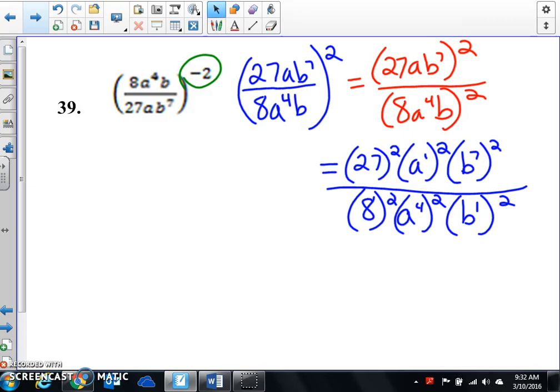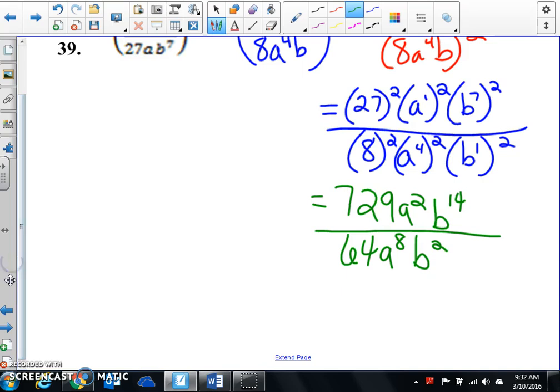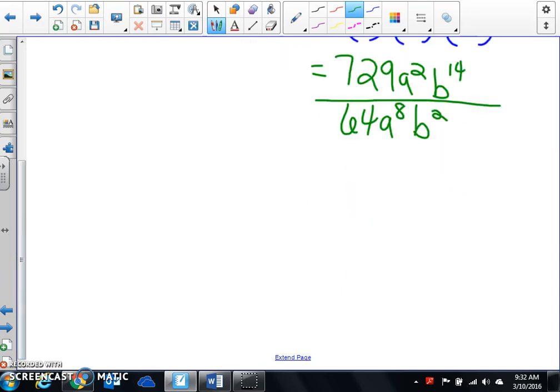Okay. 27 squared is 729. Power to a power, multiply. 1 times 2 is 2. 7 times 4 is 14. 8 squared is 64. Power to a power, multiply. 4 times 2 is 8. 1 times 2 is 2. Our coefficients are good. Those are already reduced.